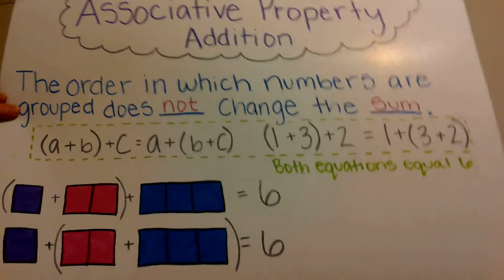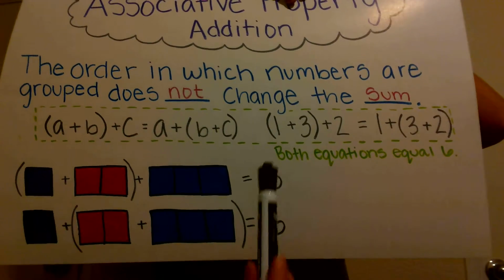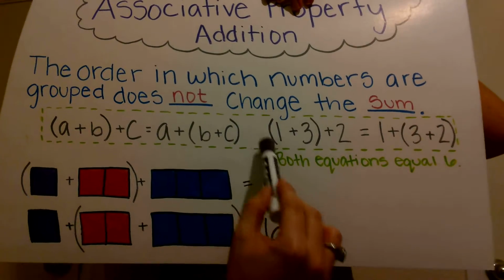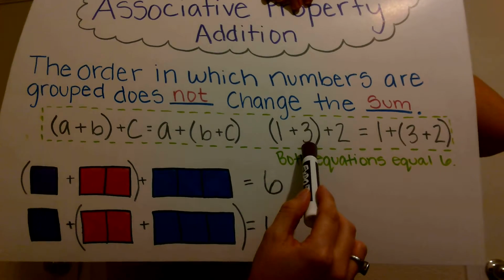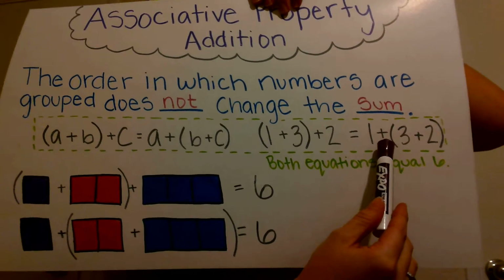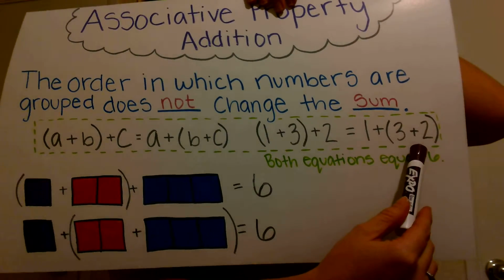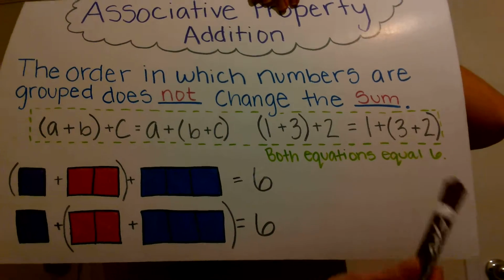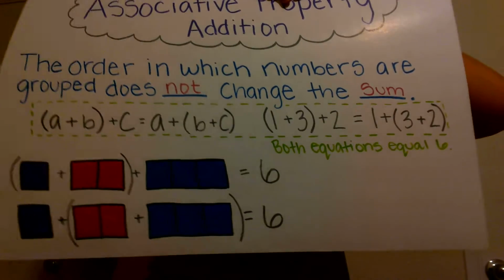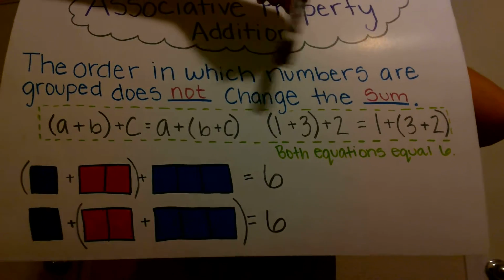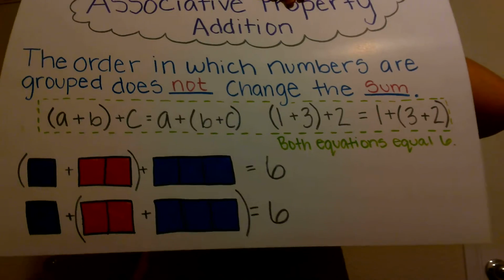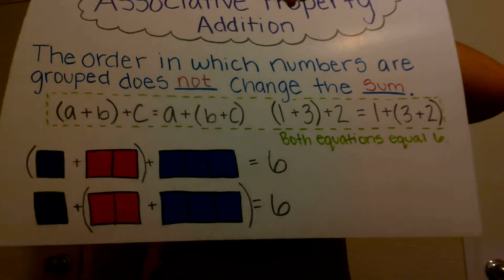So if you look here, I have 1 plus 3 plus 2, and I've grouped 1 and 3 together. And then I also have 1 plus 3 plus 2, and I've grouped 3 and 2 together. So since I grouped different numbers in the equation, do you think that the sum that we are going to get is going to be different for those two? Let's find out.